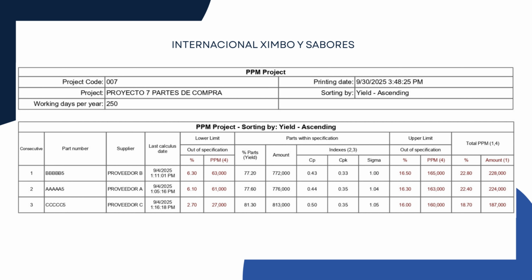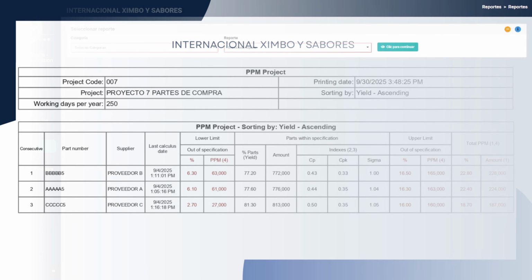The user can ask the supplier to improve quality before committing to a purchase, as otherwise it could later lead to a possible supply crisis due to poor quality. This PPM analysis by project gives you the confidence to choose the most convenient option, prioritizing not only cost but also the stability and reliability of production.